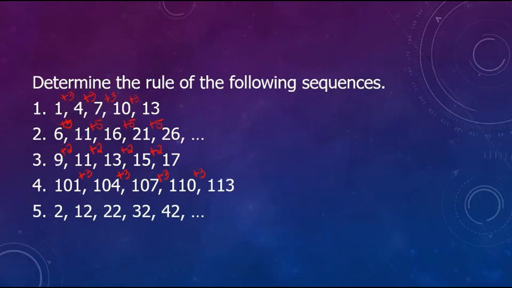Okay, next. We have 2, 12, 22, 32, 42. How can we obtain the next term or succeeding terms of this sequence? Okay, so you have 2 plus 10, that is 12, plus 10, that is 22, plus 10, that is 32, plus 10, that is 42. So, therefore, the rule for this sequence is by adding 10.